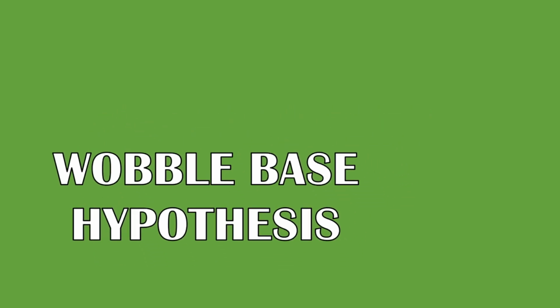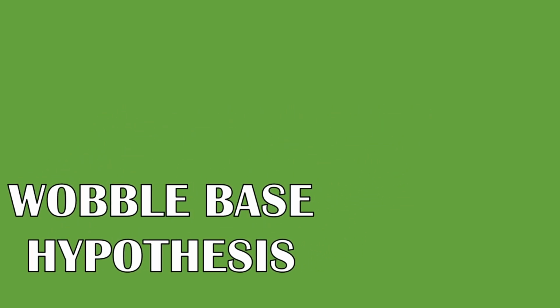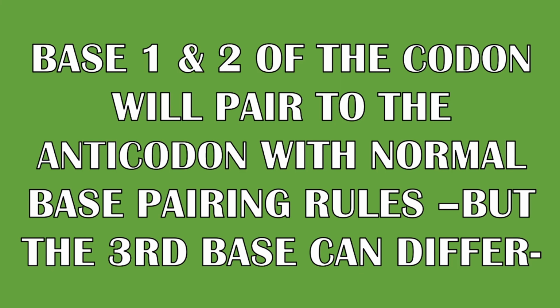My name's Jess, and today we're going to talk about the Wobble base hypothesis. So the Wobble base hypothesis is going to occur during translation when the first two bases of the mRNA codon demonstrate Watson-Crick base pairing, but the third base varies from this base pairing.